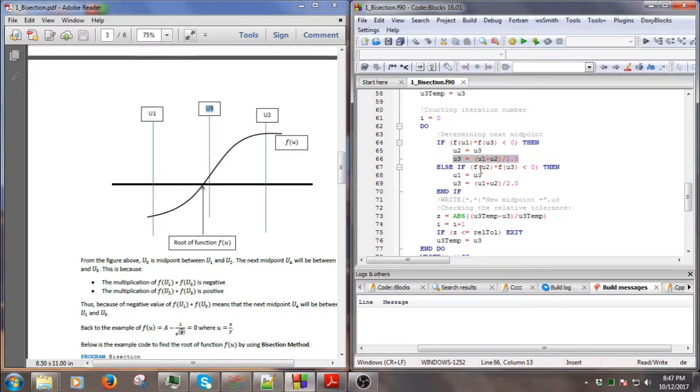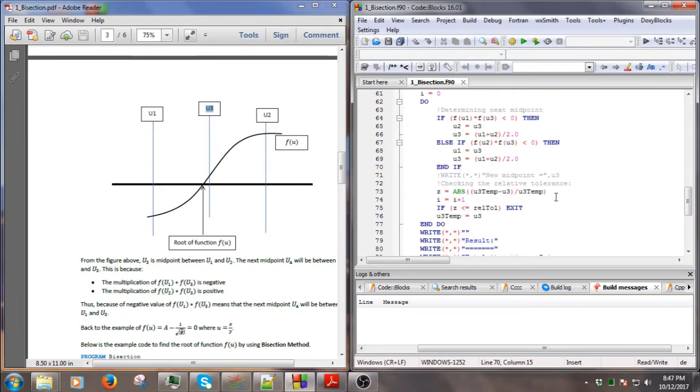Or if the calculation in the right side is less than 0, means we put the lower bound of the calculation equals to u3, and the u2 still becomes the upper bound. So that's why the new midpoint will be the old u3 plus the u2 divided by 2, right?